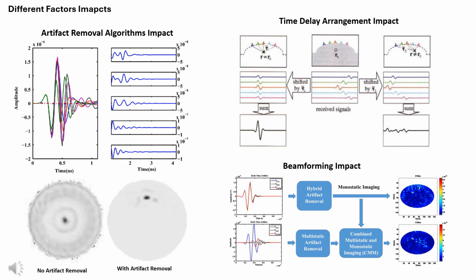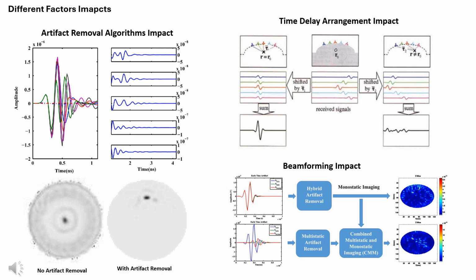imaging and detection. In the bottom left corner, two images are shown side by side, comparing results with and without artifact removal. The left image, without artifact removal, shows significant noise or clutter, which obscures the object or target that the system is trying to detect. This could represent an object such as a tumor in a medical imaging system, where the signal reflections from surrounding tissues introduce unwanted artifacts. On the right, after artifact removal, the image is much cleaner, with the object clearly visible.